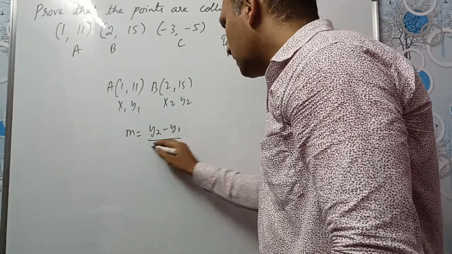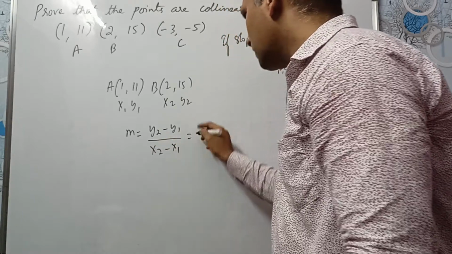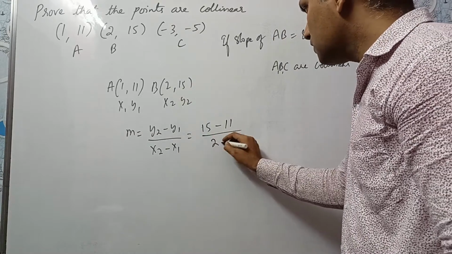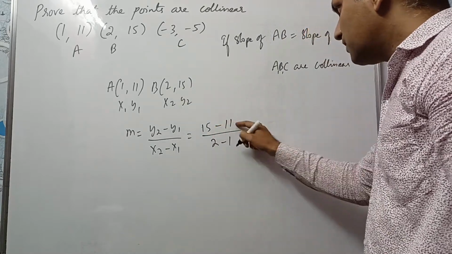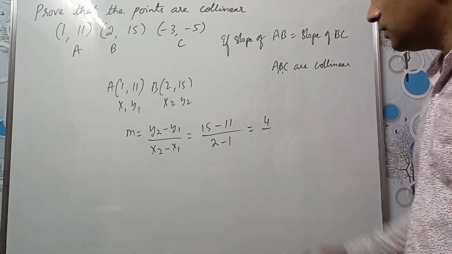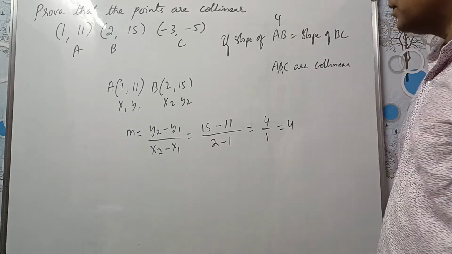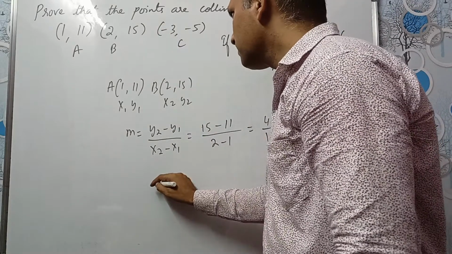y2 minus y1 by x2 minus x1. y2 is how much? 15 minus y1 is 11 divided by x2 minus x1. So this is 15 minus 11 is 4, 2 minus 1 is 1, so it is 4. Slope of this is equal to 4. Let us find the slope of BC.